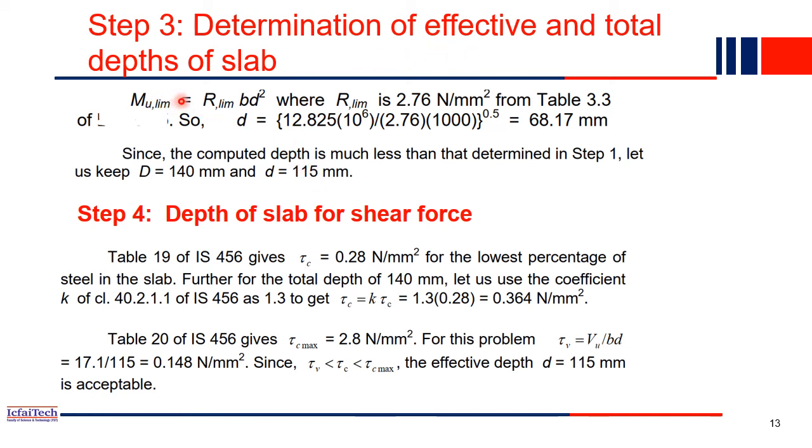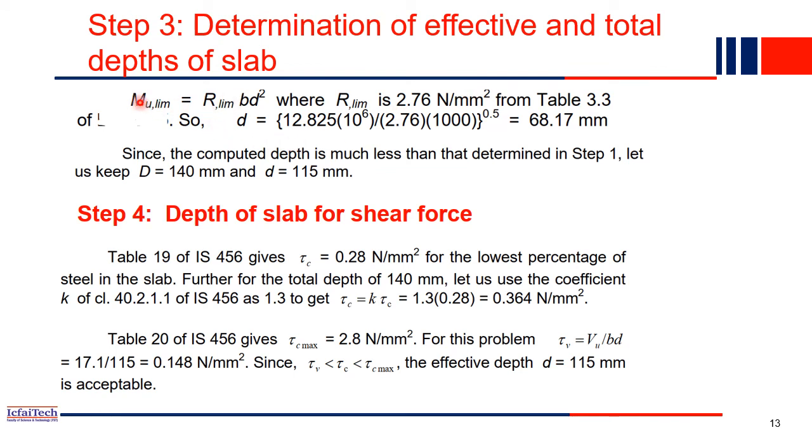So whatever we have considered, 115 is the D. Now we have to check whether it is fine, how much D is required. So Mu lim we know, just in the previous slide we found the maximum bending moment applied. And R lim, with the same computation for M20 and Fe415, we got 2.76 Newton per mm square. Please check the beam design video where we discussed R lim. So if I give you M20 and Fe415, you will get an R lim value of 2.76.